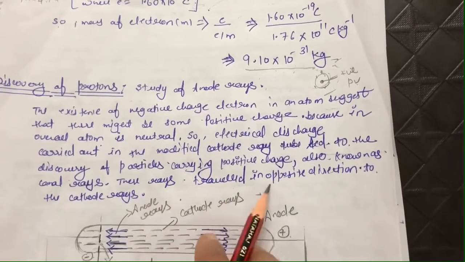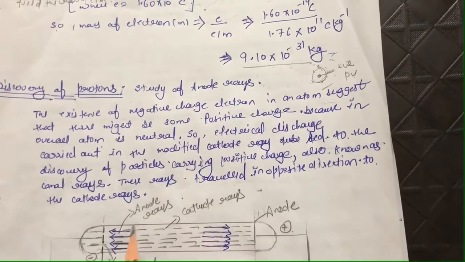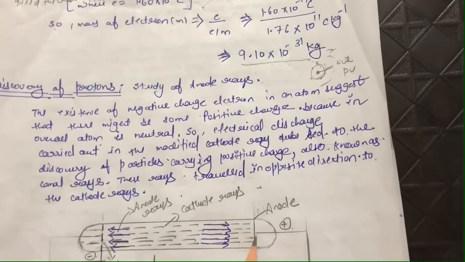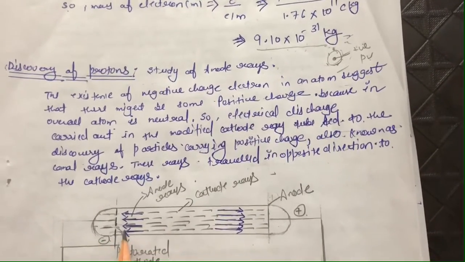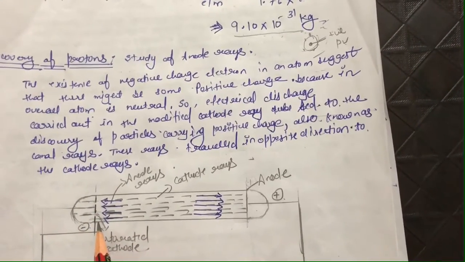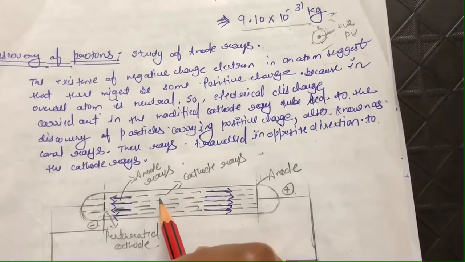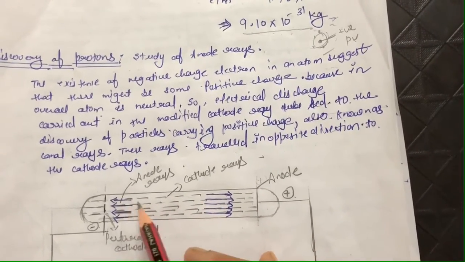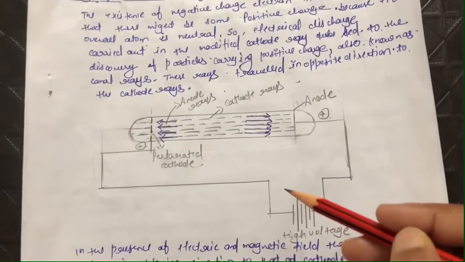These rays traveled in the opposite direction to the cathode rays, as we have already learned that cathode rays move from cathode to anode, but here you can see that the flow of the positive charges takes place from anode to cathode side. Clear? And in this experiment we are using the rod on the cathode side, that is the perforated cathode. You can see that in the discharge tube this is the flow of the cathode rays, and the anode rays are totally opposite to these rays.